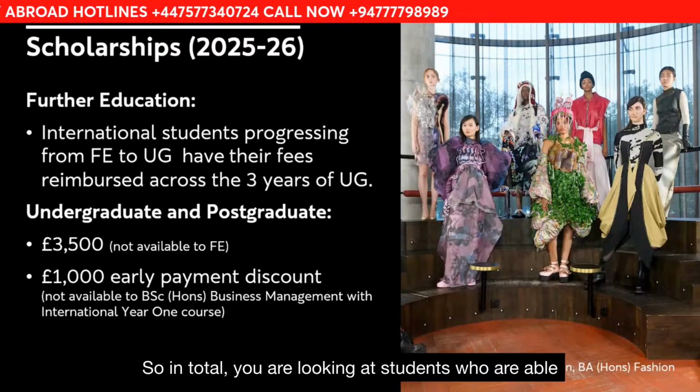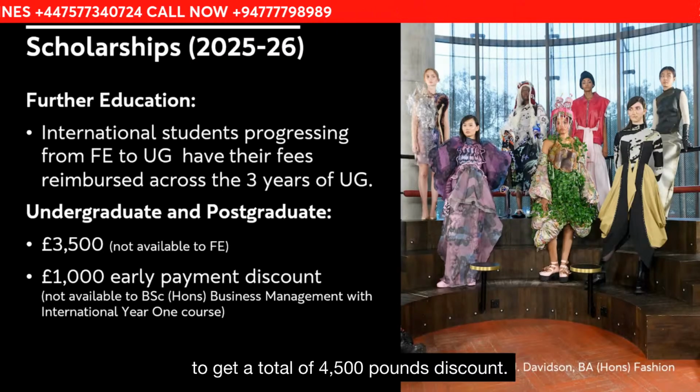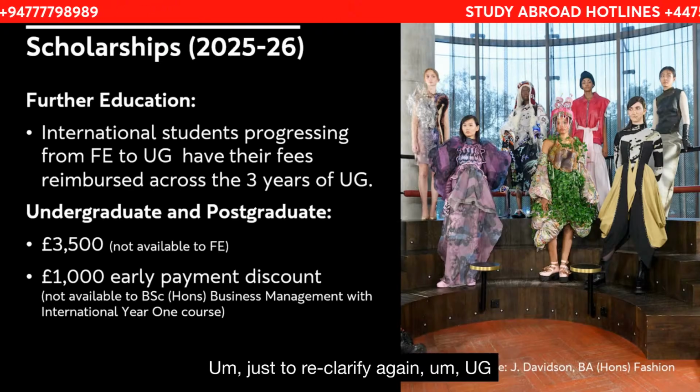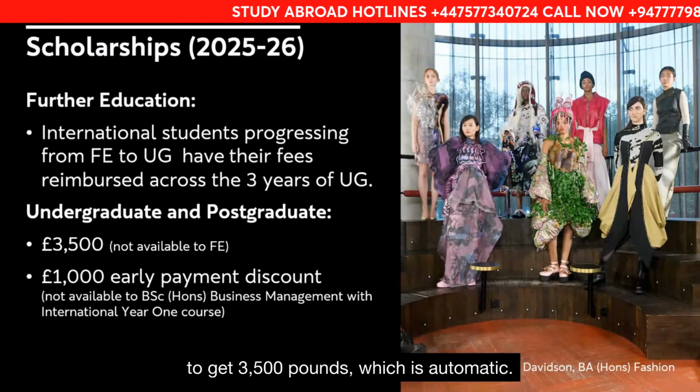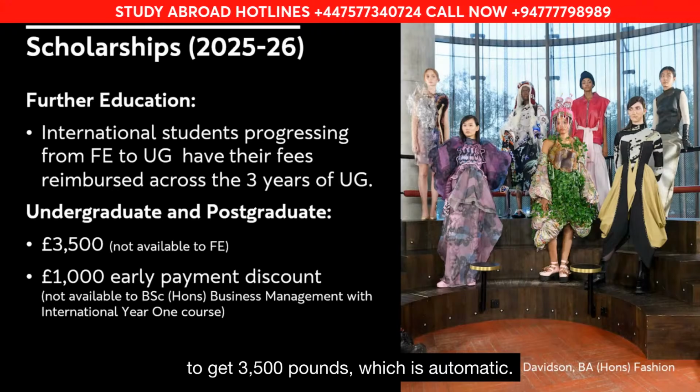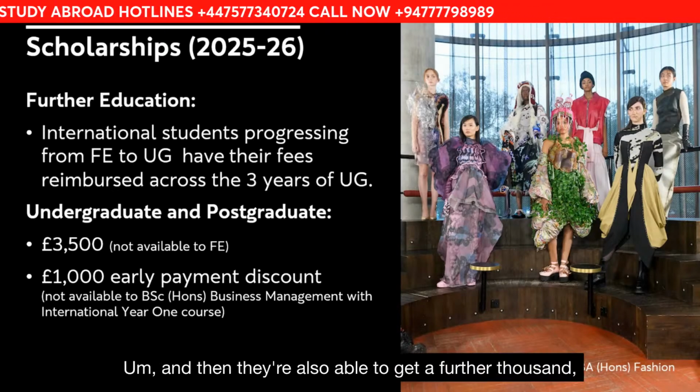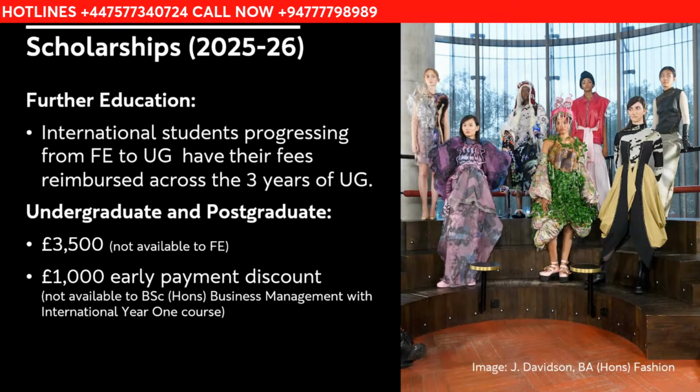So in total, you're looking at students who are able to get a total of £4,500 discount. Just to clarify again, UG and PG students are able to get £3,500, which is automatic. And then they're also able to get a further £1,000 early payment discount.